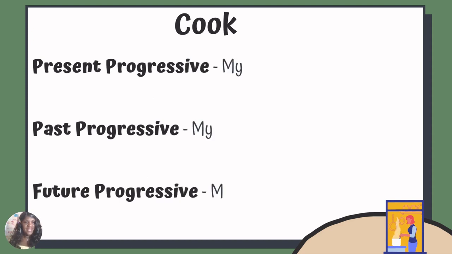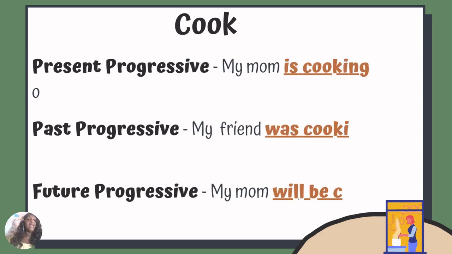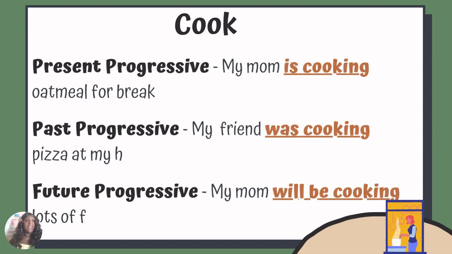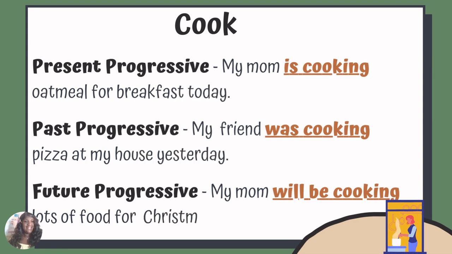Our first verb is cook. Present progressive. My mom is cooking oatmeal for breakfast today. Past progressive. My friend was cooking pizza at my house yesterday. Future progressive. My mom will be cooking lots of food for Christmas.